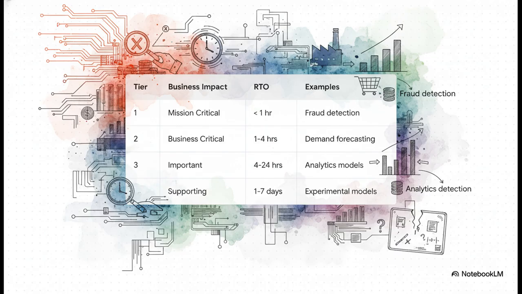Look, not all AI systems are created equal, and you can't treat them all like a 5-alarm fire. You have to prioritize. And this tiering system is the perfect tool for that. Your Tier 1 systems, like a fraud detection engine, are mission critical. Downtime there costs you money by the minute, so your recovery time objective, or RTO, has to be less than an hour. But a Tier 4 system, maybe something experimental, it can probably wait. This is how you decide where to spend your time, your money, and your energy.